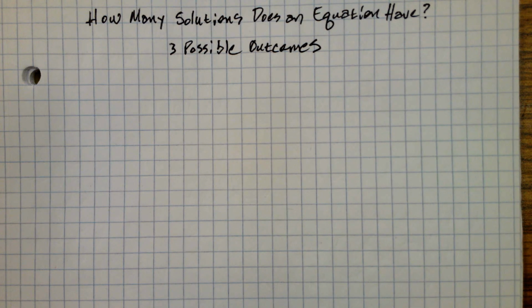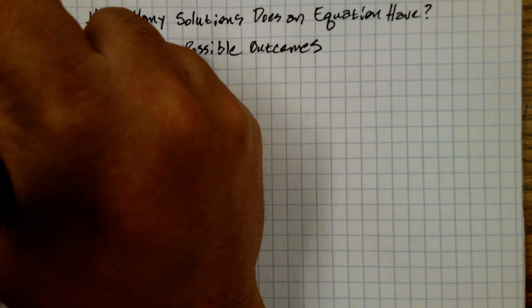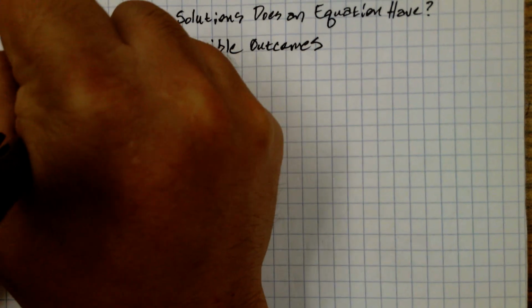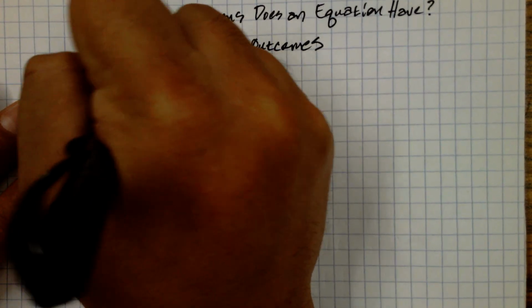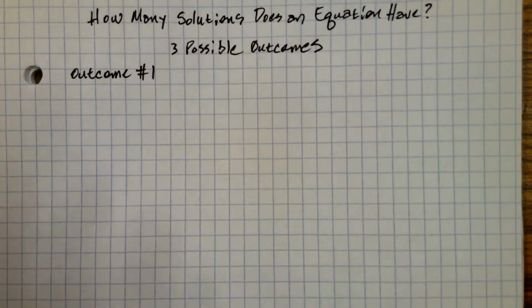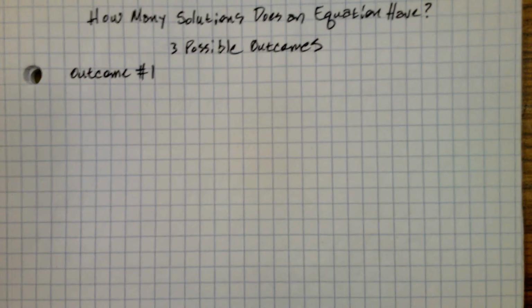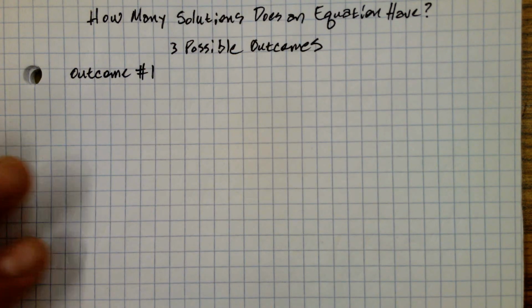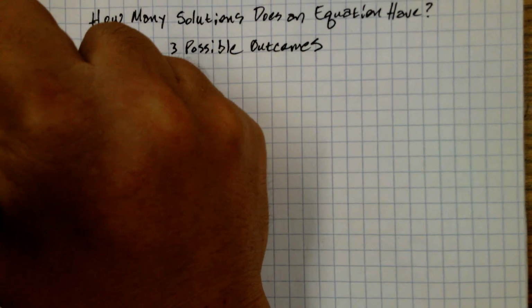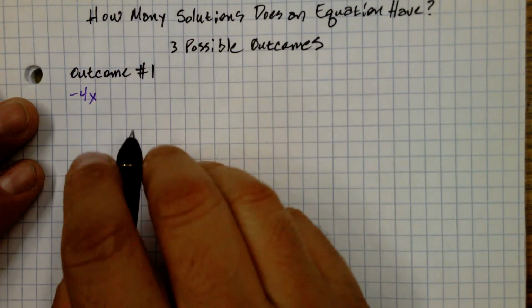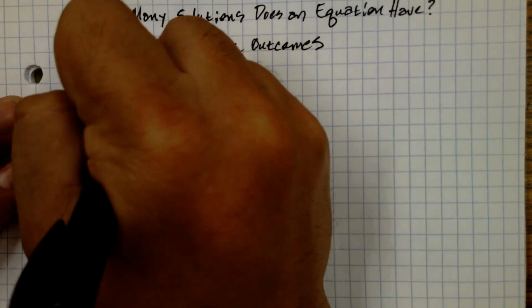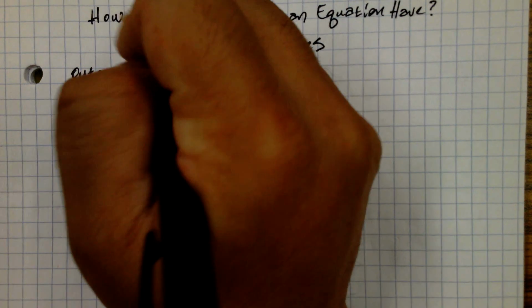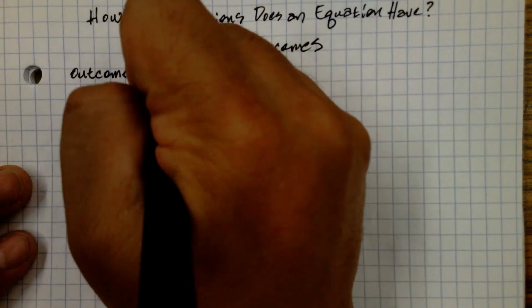Okay. So we're going to explore all three, starting with outcome number one, which is the one we normally get. Outcome number one. So I'm going to give you an equation we're going to solve and see what happens. Negative 4x plus 12 equals 4x plus 20.